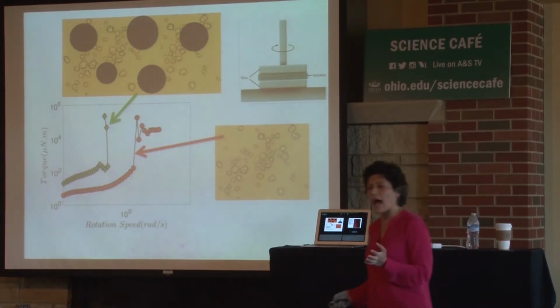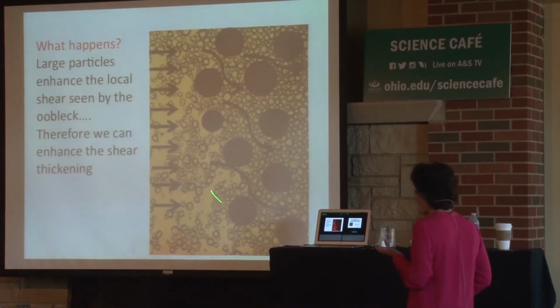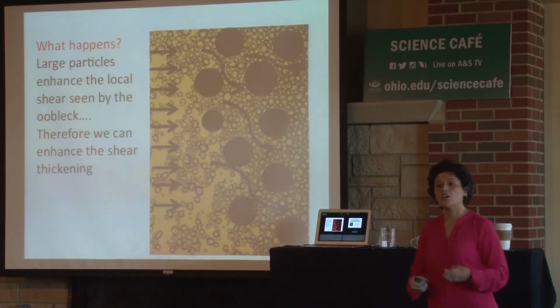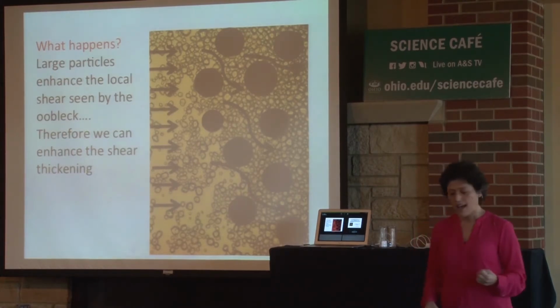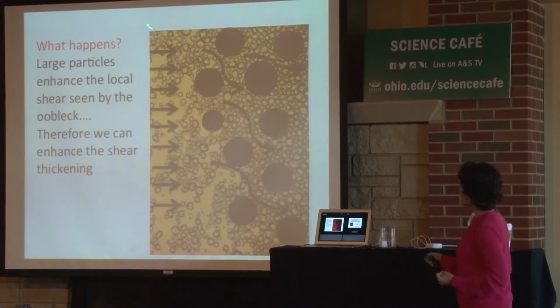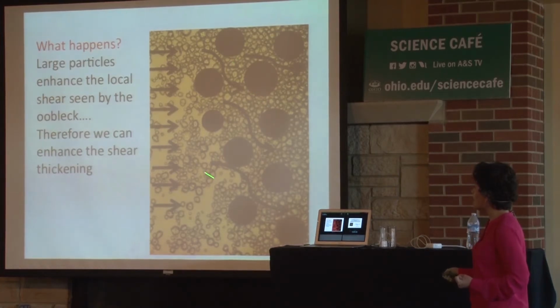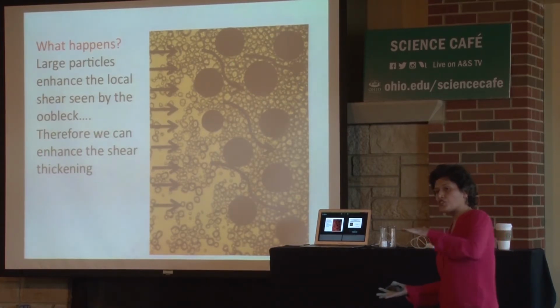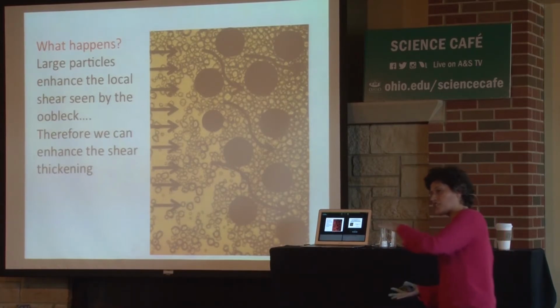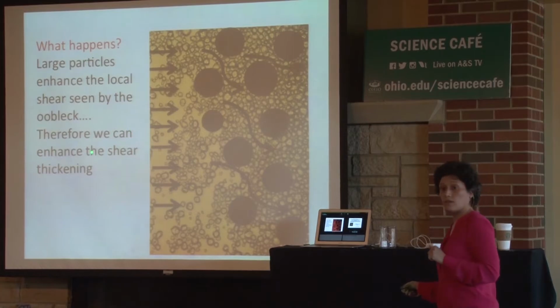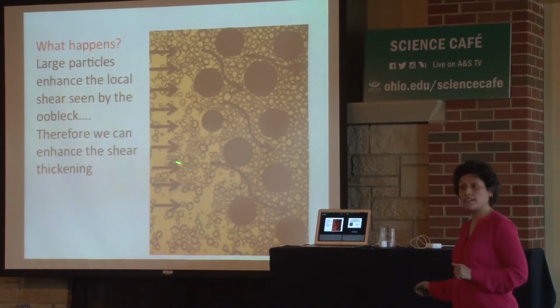Well, what is happening? Why are these grains, these large particles, helping me enhance the shear thickening? I have a cartoon for you. Suppose that you have this Oobleck here, and you add large particles to it. So what happens? You start to shear it. You start to rotate the top plate, so the Oobleck wants to flow, right? So it's flowing until it sees the particles.